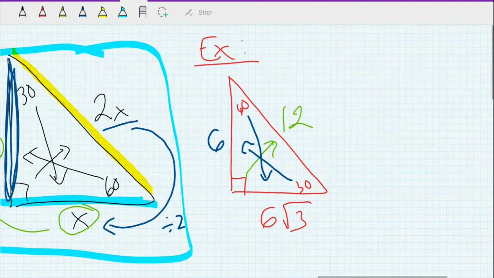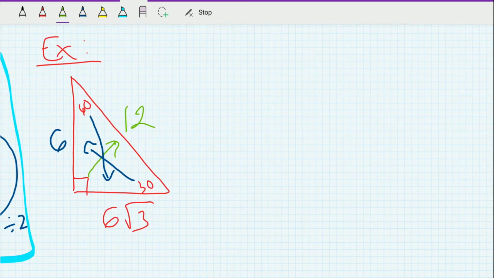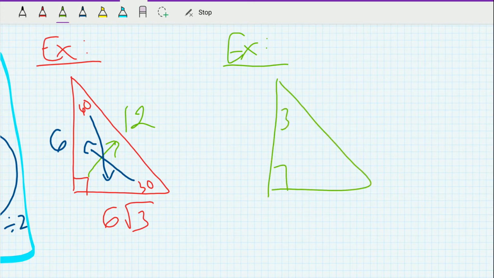Now, things get way more complicated if we start choosing different numbers. So for instance, let me do this here, 30-60. What if instead I tell you that this one is equal to 8? Okay, actually, let's make it easier. 12. I'm using the same number, 12. Look where I put the 12 now. It's opposite the 60. So this is technically the long side, right?